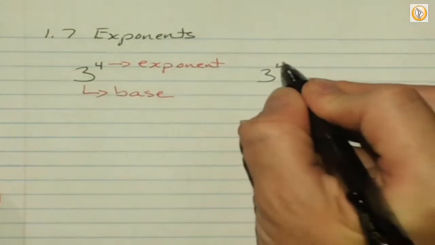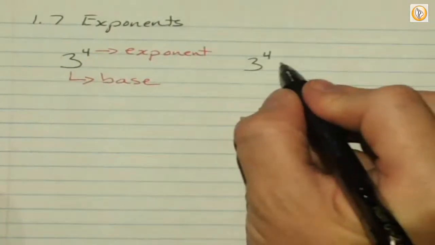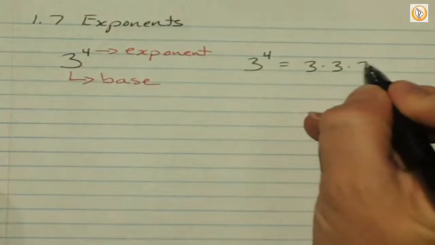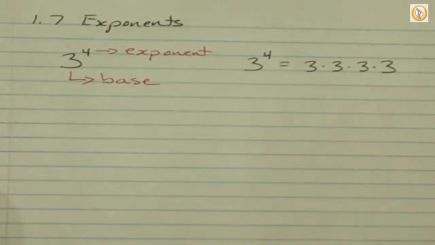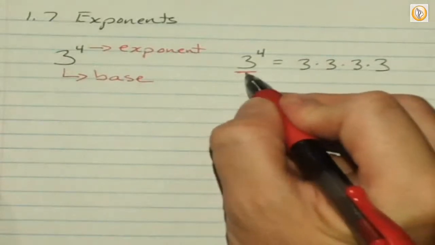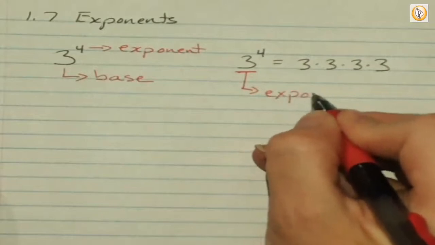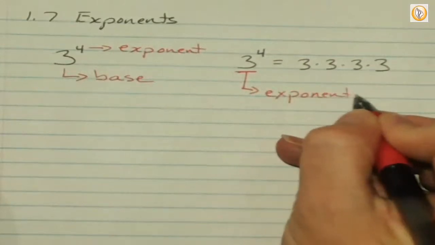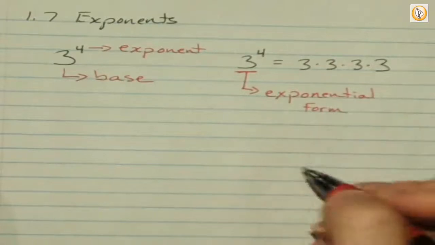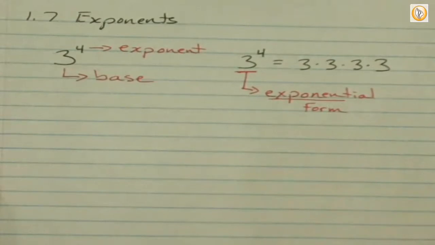And does this mean 3 times 4? How would I write that? 3 times 3 times 3 times 3. Very good. This is the exponential form. Hopefully y'all remember that. Remember it has the word exponent in there.